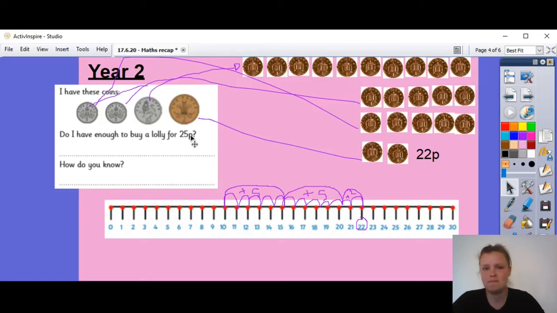I don't, do I? Here's a little challenge question for you. I've got 22p. How much more would I need to get, how many more pennies, how much more money would I need to get to 25p? Use the number line to help you. So I'm at 22p. How much more would I need to get to 25p?